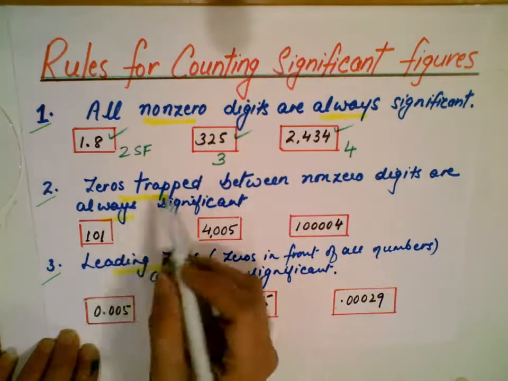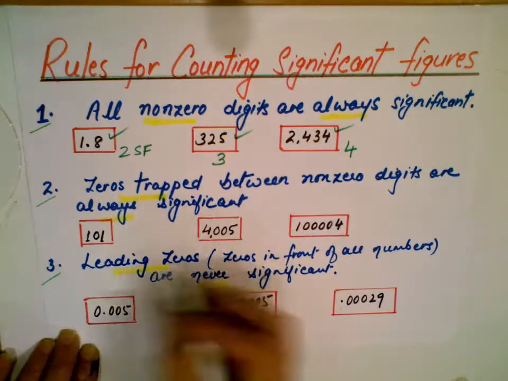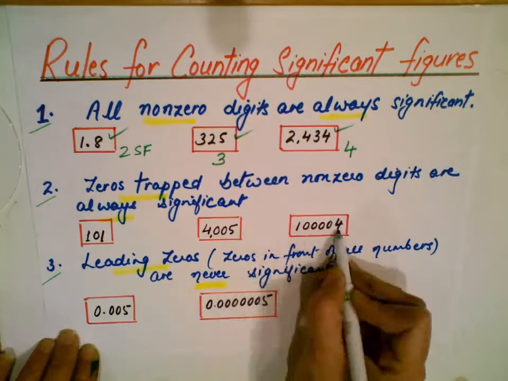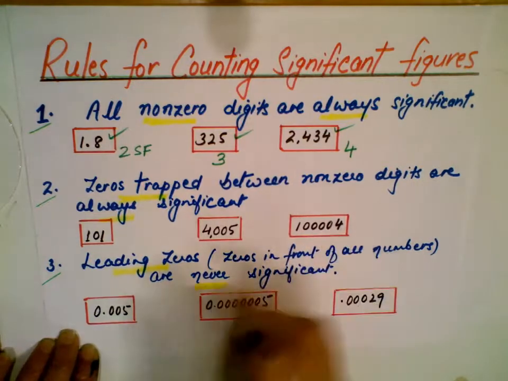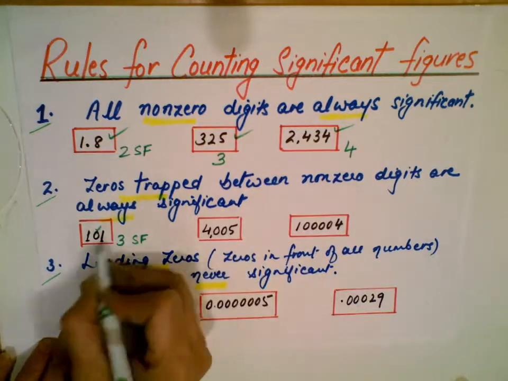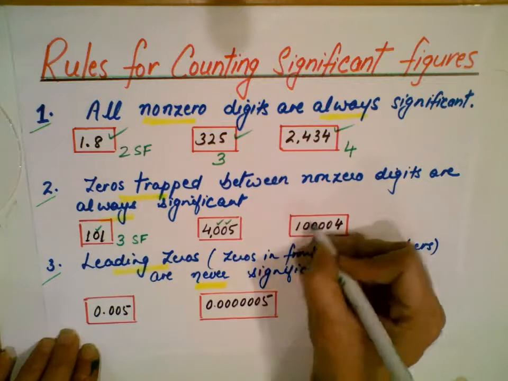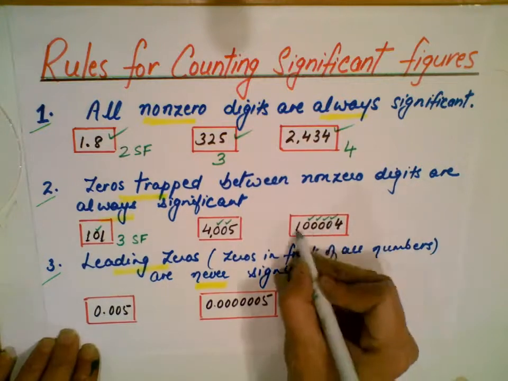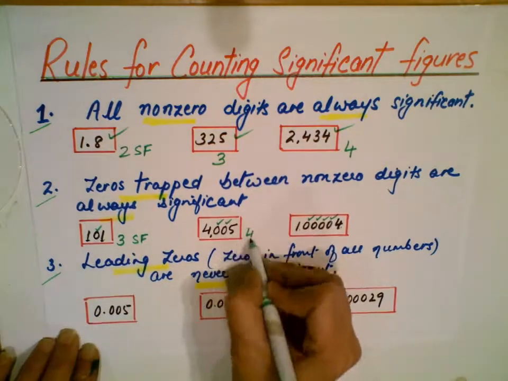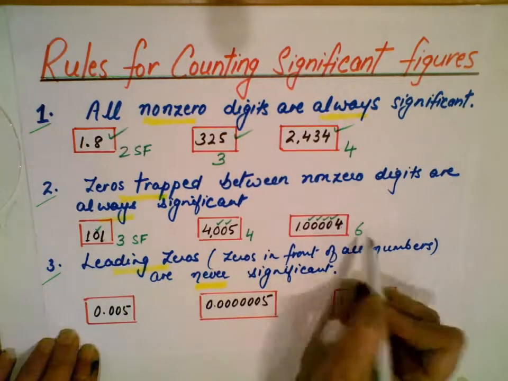Rule number 2 says that the zeros trapped between non-zero digits are always significant. So this 0 is in between non-zero digits. Same here and same here. It's true for all these three examples. So here we have three significant figures. This 0 is significant and these non-zero digits are always significant. So we are writing the total number of significant figures. Okay, so this is altogether 3, altogether 4, altogether 6.